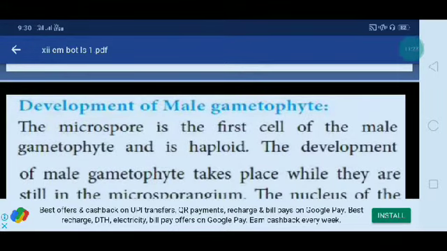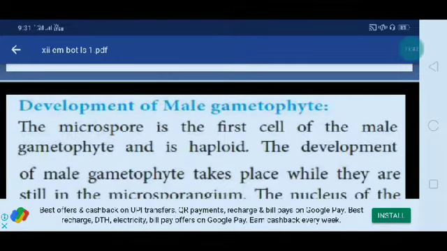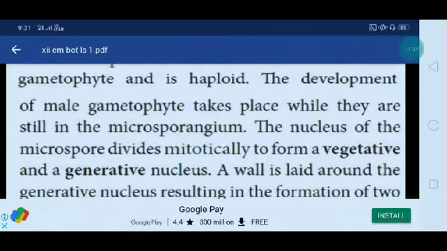Okay, the next one is development of male gametophyte. The microspore is the first cell of the male gametophyte. It is haploid in nature, and the development of the male gametophyte takes place while it is still in the microsporangium. The development will only occur there.